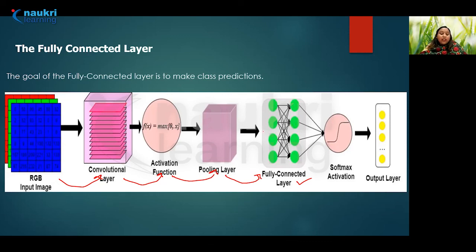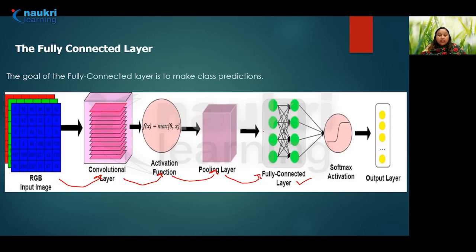Now recall that fully connected neural networks are constructed out of layers of nodes, wherein each node is connected to all other nodes in the previous layer. This type of network is placed at the end of our CNN architecture to make a prediction given our convolved or learned features. So the goal of the fully connected layer is to make class predictions.